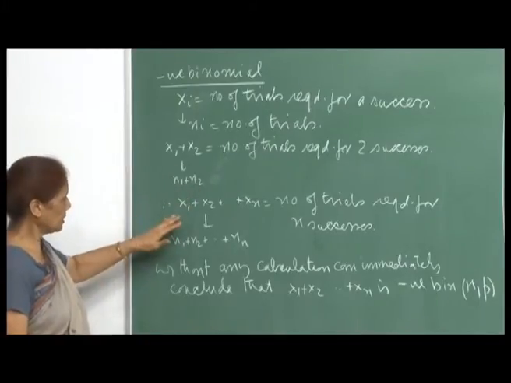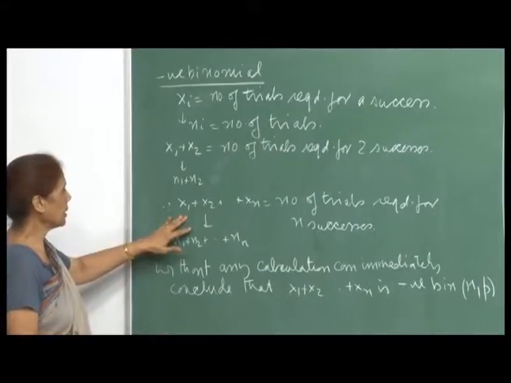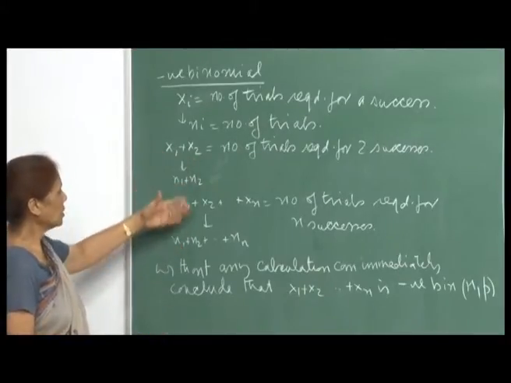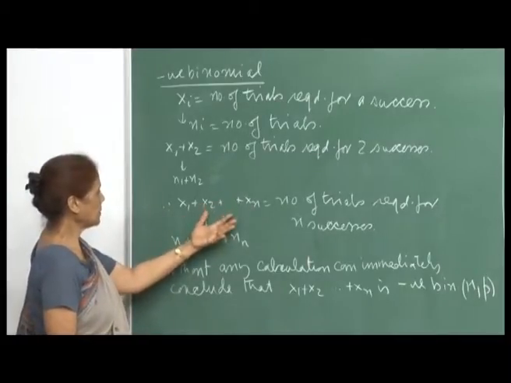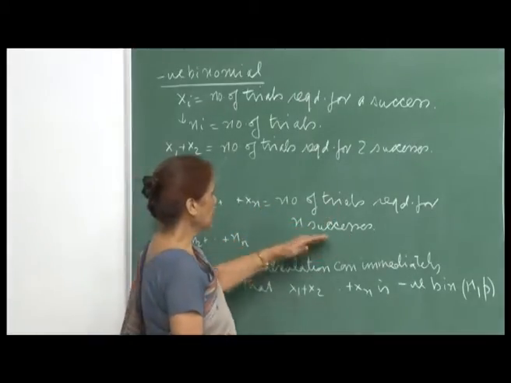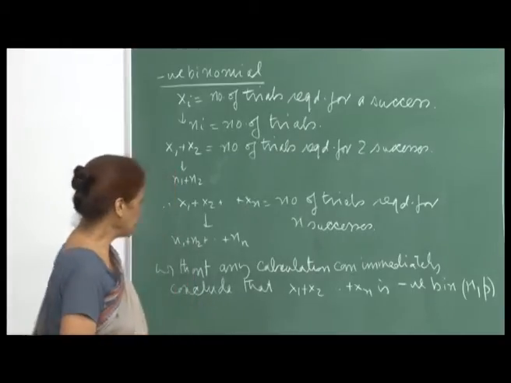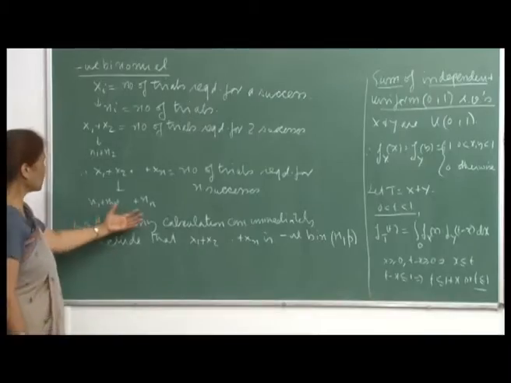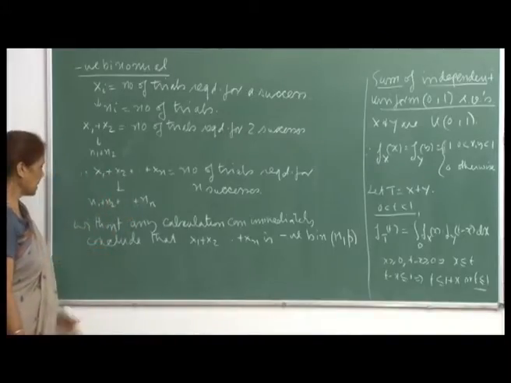Then finally, when you go on doing this procedure iteratively, adding on or convoluting these random variables, x 1 plus x 2 plus x n will finally give you the number of trials required for n successes, right, and therefore this was negative binomial n comma p, and the total number of trials required would be n 1 plus n 2 plus n n, right.